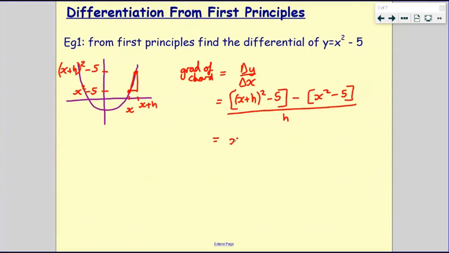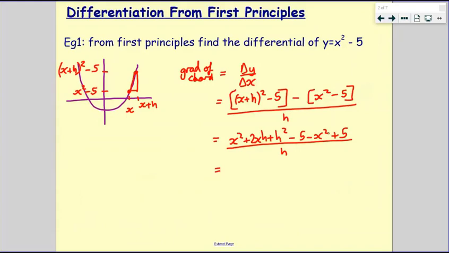We're going to get x squared plus 2xh plus h squared minus 5. We're subtracting x squared. And we're going to then subtract a negative, which is then adding 5, divided by h.